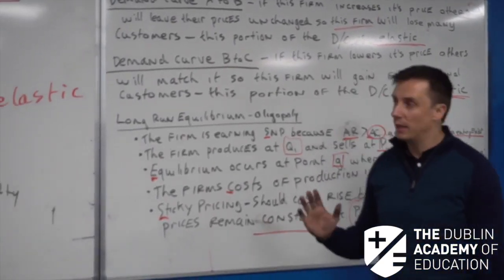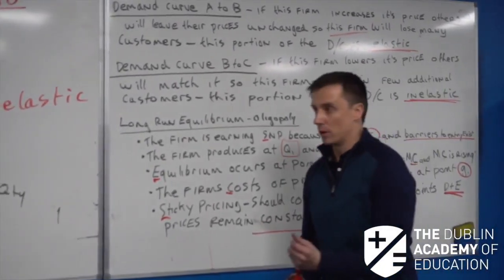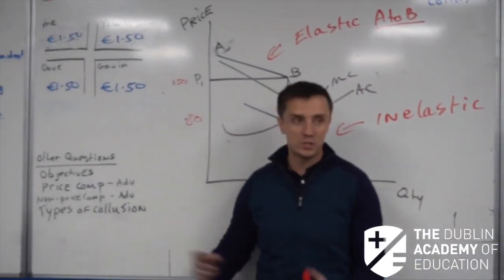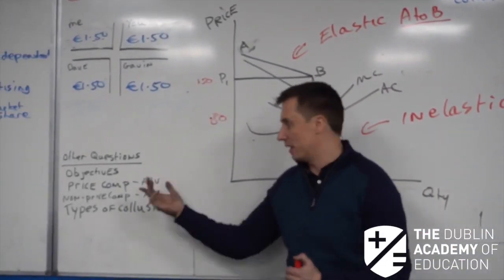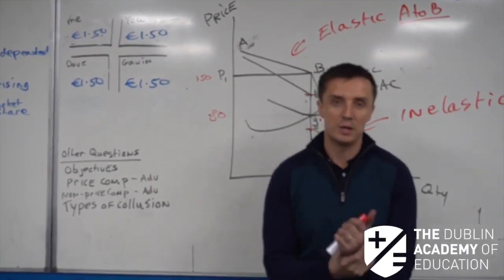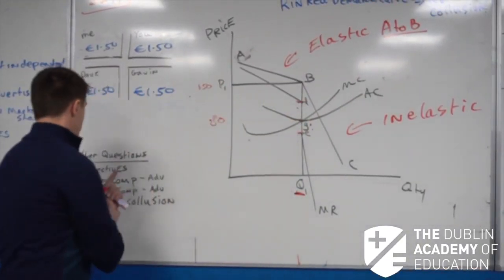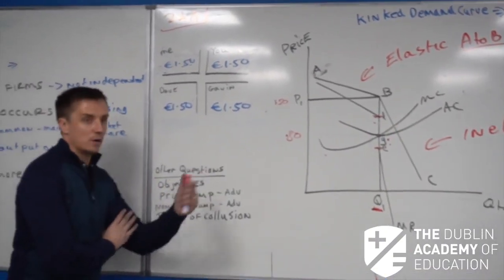Brilliant. Okay, that's the bulk of the stuff done, right? What we're going to do now is fire through a few other questions. One question students are asking me about, or you'd see in the notes, if you open up your notes, guys, on page 246, is what are the objectives that firms in oligopolistic markets have?